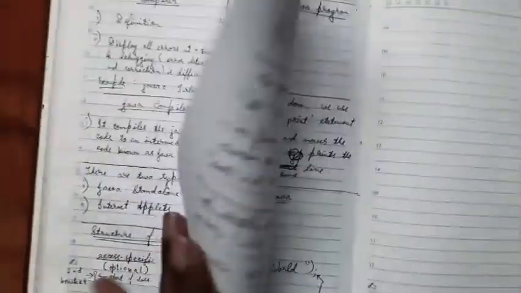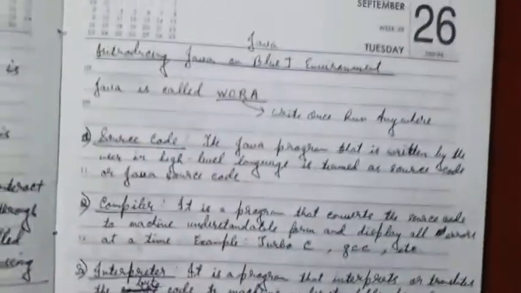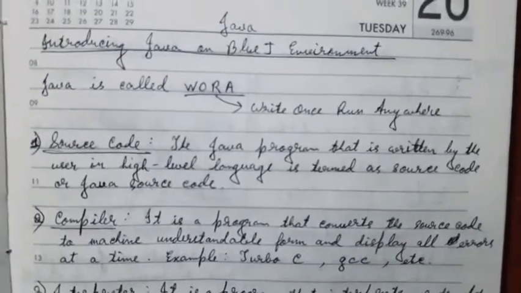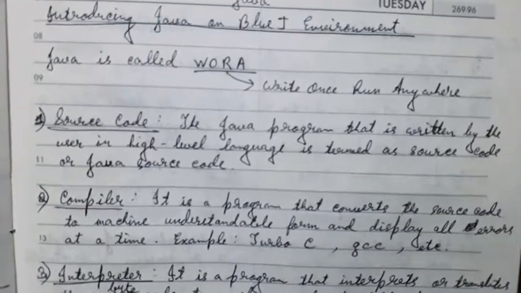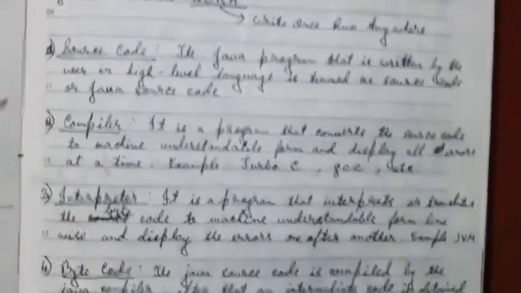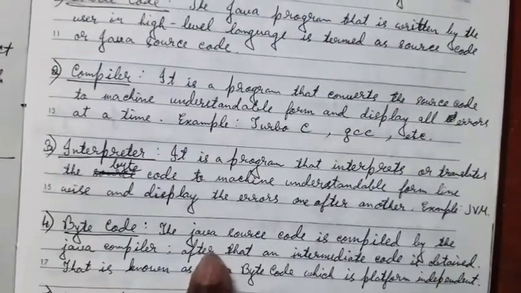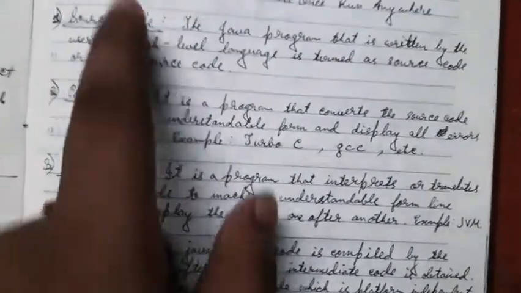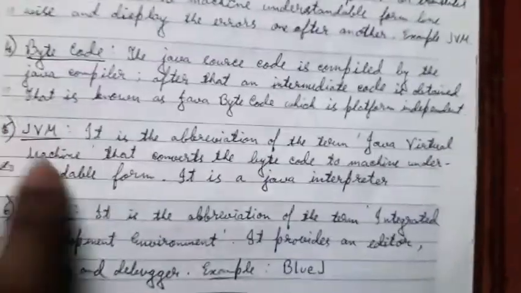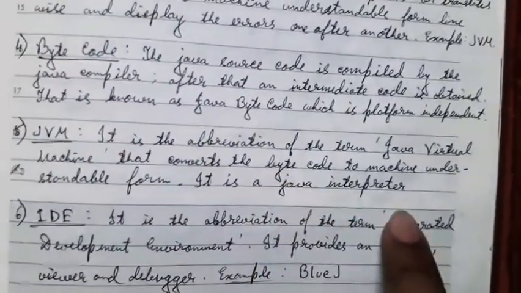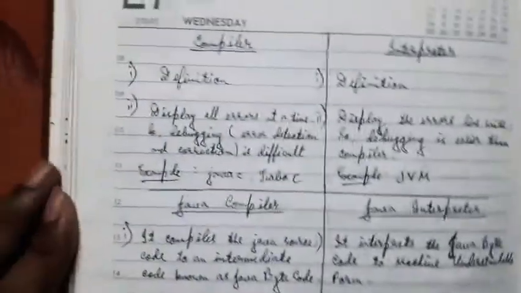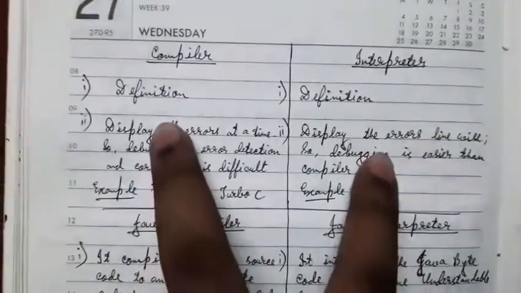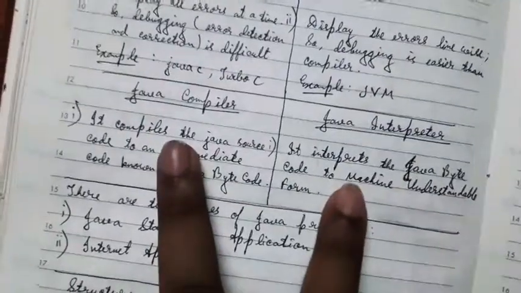Okay, so let's have a quick review of what we learned. Today we learned Java is called WORA, which is write once, run anywhere. It is platform independent. Why is it platform independent? Because of the byte code. We learned about the compiler, the interpreter, what is source code, byte code, and what is JVM and what it does. It's a Java interpreter actually. What is an IDE and which IDE we are going to use, that is also given, BlueJ. We learned the difference between compiler and interpreter, Java compiler and Java interpreter.